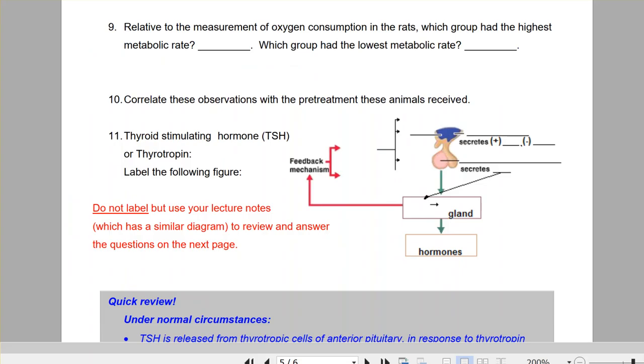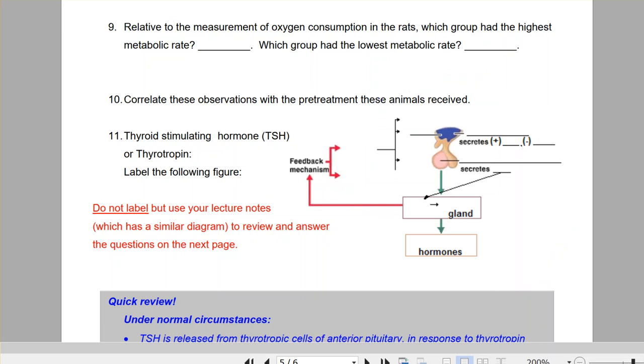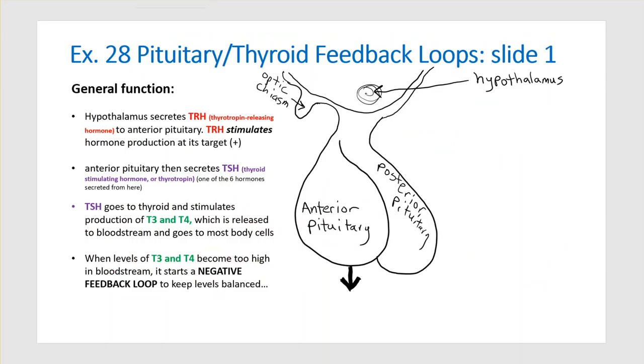And then there is this big diagram right here. I'm just going to go over this diagram on a slide. So here we have the general function of the pituitary gland thyroid feedback loop. And we start out just with our normal function.